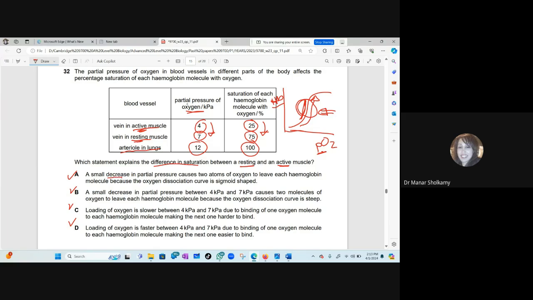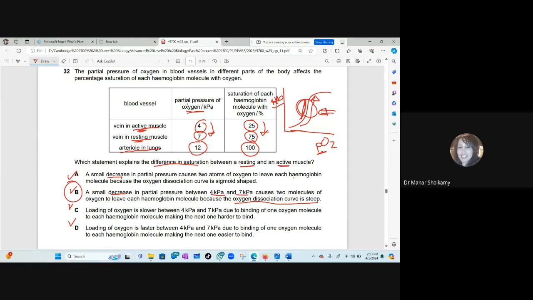Now let's look at one of the options that matches what we say. A: a small decrease in the partial pressure changes two atoms of oxygen to leave each hemoglobin molecule. Is A correct? No, A is not correct. Now let's see B: a small decrease in the partial pressure between 4 to 7 causes two molecules of oxygen to leave each hemoglobin molecule because the oxygen dissociation curve is steep. Yes, B is very similar to what we said.